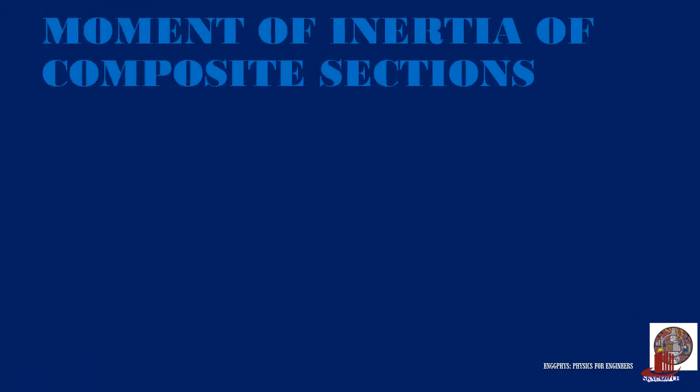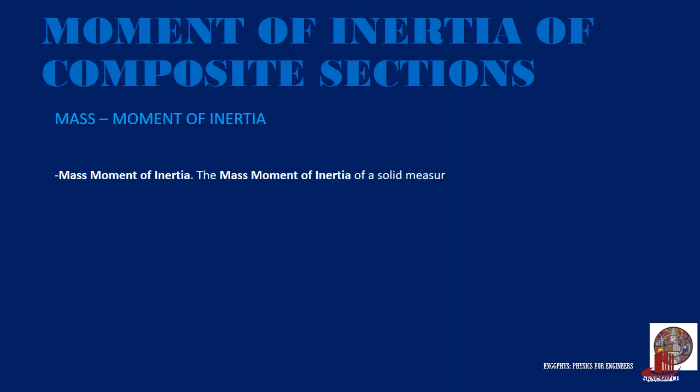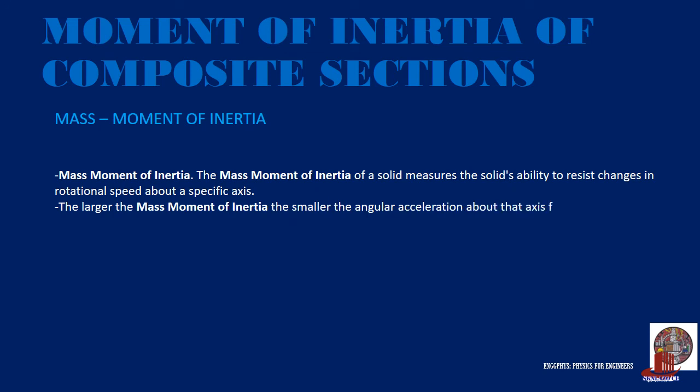The second type of moment of inertia is mass moment of inertia, which is used in solid materials. Also notice that the only difference between the two sets of formulas is the change from area into mass.